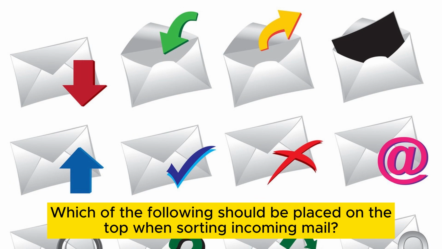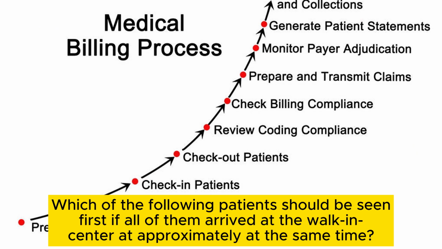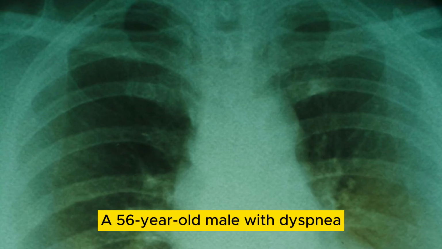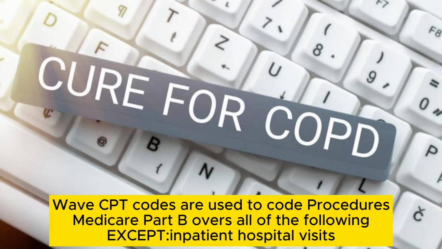Which of the following should be placed on the top when sorting incoming mail? A letter marked personal. Which of the following patients should be seen first if all of them arrived at the walk-in center at approximately the same time? A 56-year-old male with dyspnea. Which type of scheduling system schedules 3 patients at the beginning of each hour? Wave. CPT codes are used to code procedures.